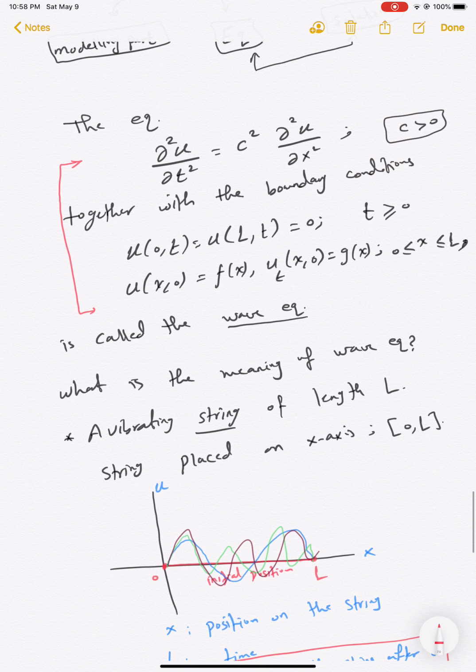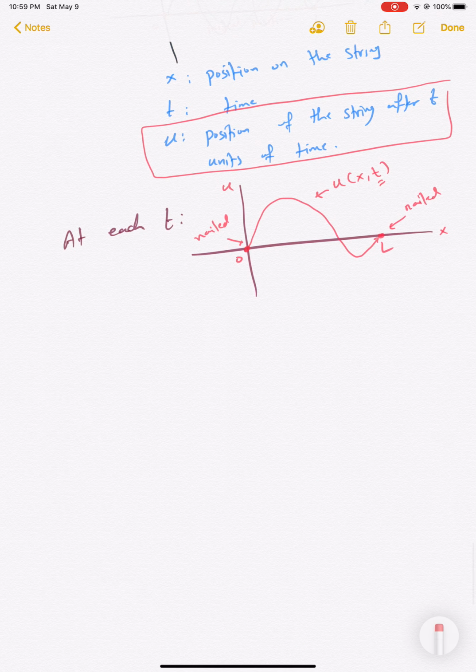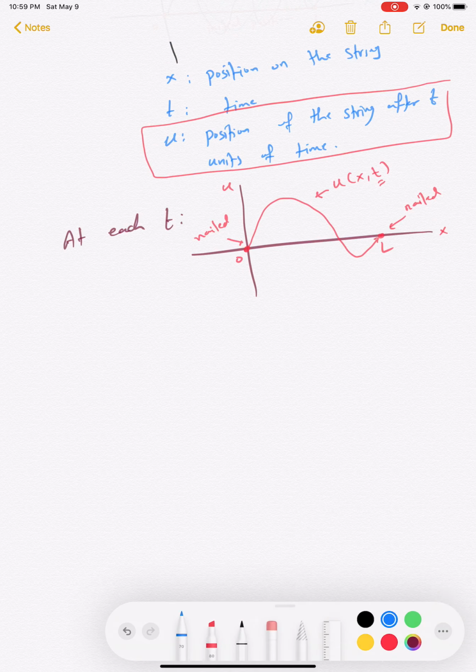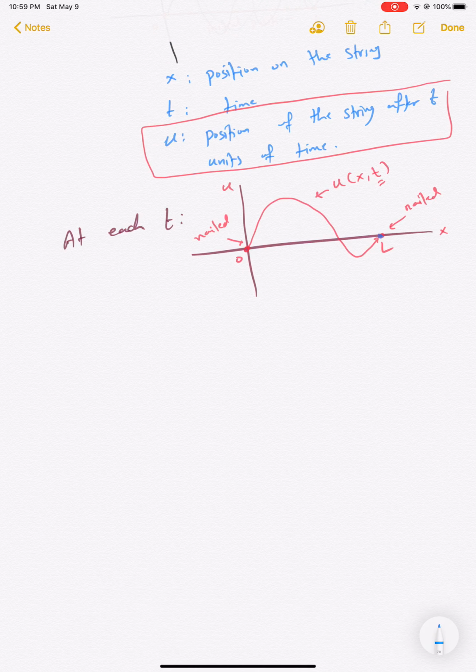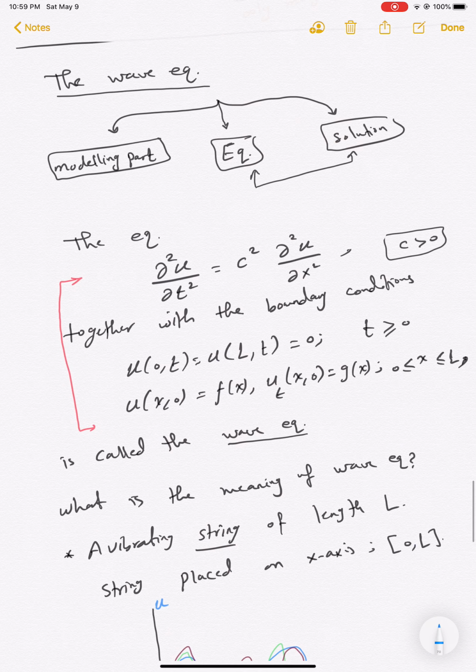What do we mean? Let's forget this for now. Okay, what do we mean by u of 0, t equals u of l, t equals 0? This is exactly what's meant by saying the string is nailed at the ends. So you nail it here, it's not moving. So what is the position at those two endpoints? It's always 0, regardless of time, at any moment, at any time. The endpoints do not move, so they are always at 0. This is exactly the meaning of these two conditions, okay?